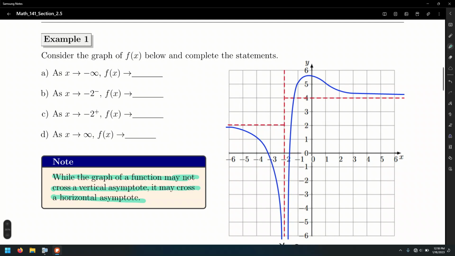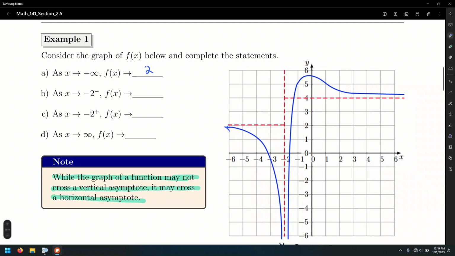So let's observe this graph. As x approaches negative infinity, that is, the graph is going in this direction, what's the value of f of x? Any ideas from the graph? Loud, don't be shy. 2, all right? The value of y equals 2.